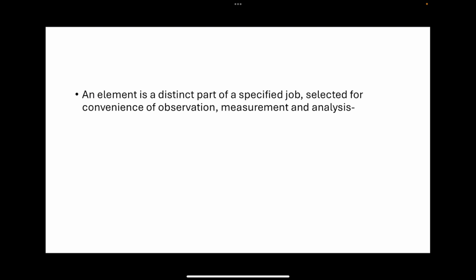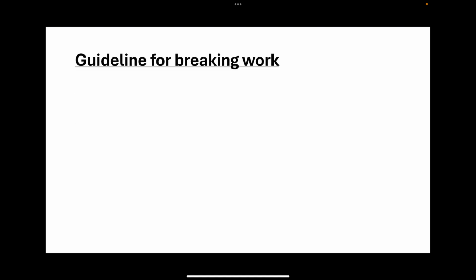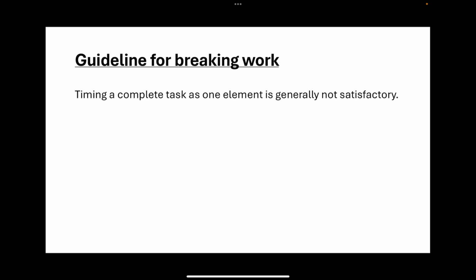An element is a distinct part of a specified job selected for convenience of observation, measurement and analysis. So let us see what exactly an element is. It is a distinct part of a specified job. And what is a work cycle? A work cycle is a sequence of elements which are required to perform a job, that is, a combination of elements. So let us look at the guideline for breaking work into various elements.